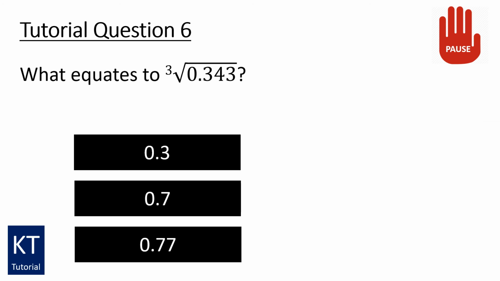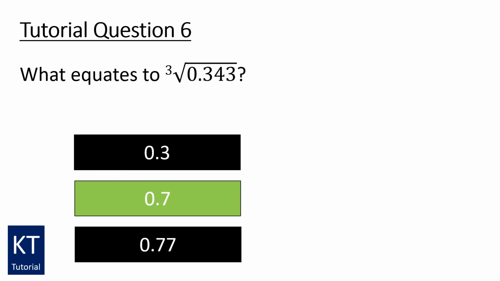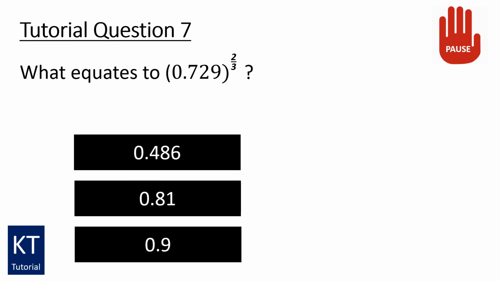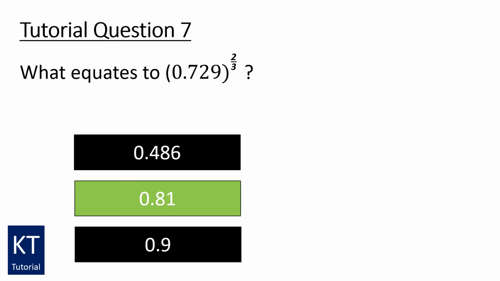Tutorial question 6. Do press the pause button now as required. What equates to the cube root of 0.343? Now recognizing that 343 is the cube of 7, the answer is 0.7. Tutorial question 7. Do press the pause button now as required. What equates to 0.729 to the power of 2 over 3? Again, recognizing that 729 is the cube of 9, which will arrive at the answer 0.81.